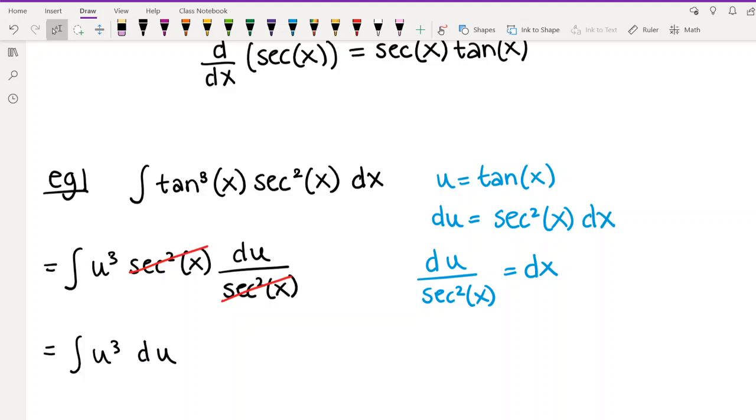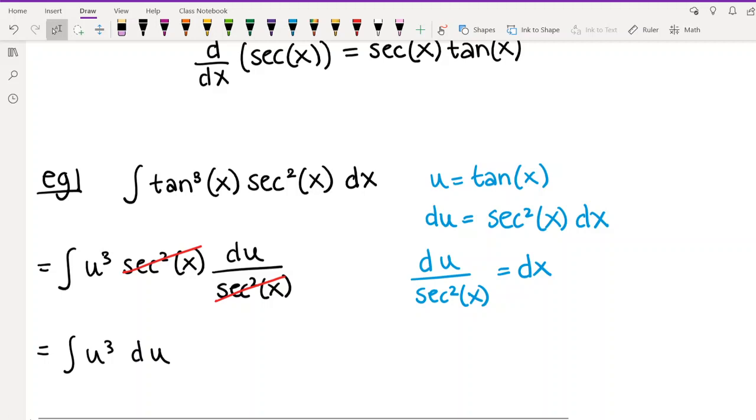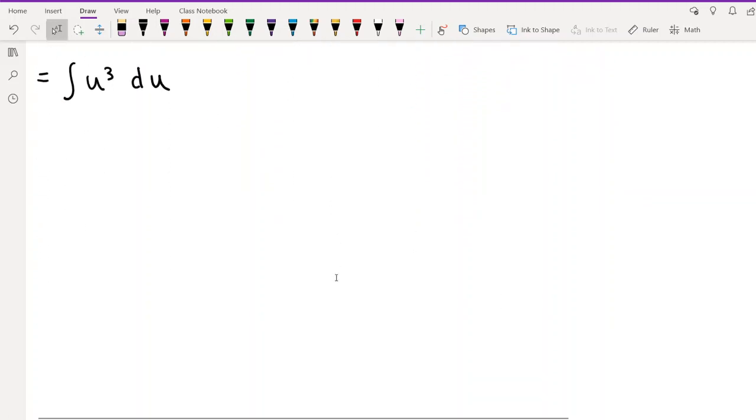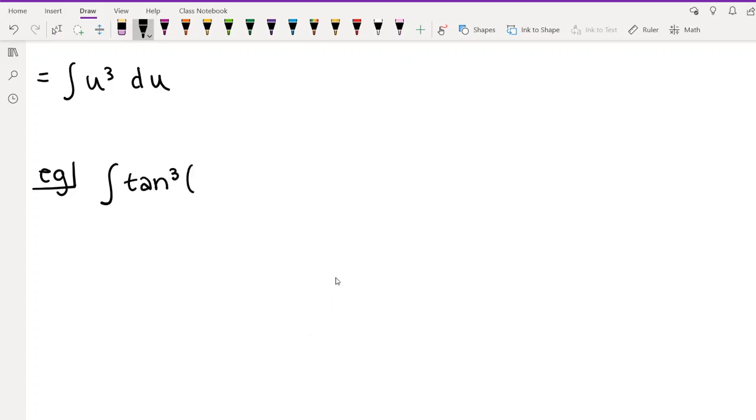Now let's try to do one where we're going to use this same substitution, but there's going to be an additional step to it. Now let's say that we're trying to integrate tangent cubed of x, still tangent cubed, but now let's multiply it with secant to the fourth of x.